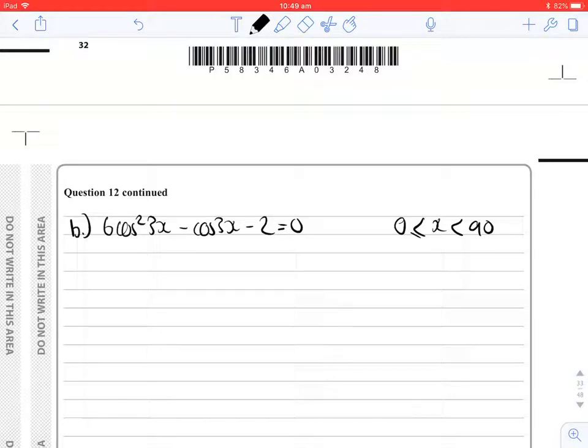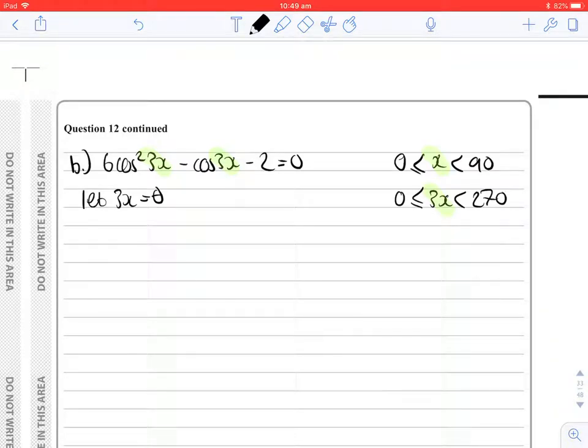Now the issue we've got here is we don't have consistency. You can see we've got 3x, we've got 3x, and we've got 1x. So what I need to do is multiply all my bounds by 3 to give me 0, 3x, and 270. Now we've got the same thing in our question and in our bounds, so we can start working. What I always do is say let 3x equal theta, just to make things a little bit easier to work with. And we've got 6 cos squared theta minus cos theta minus 2 equals 0, where theta is between 0 and 270 degrees.